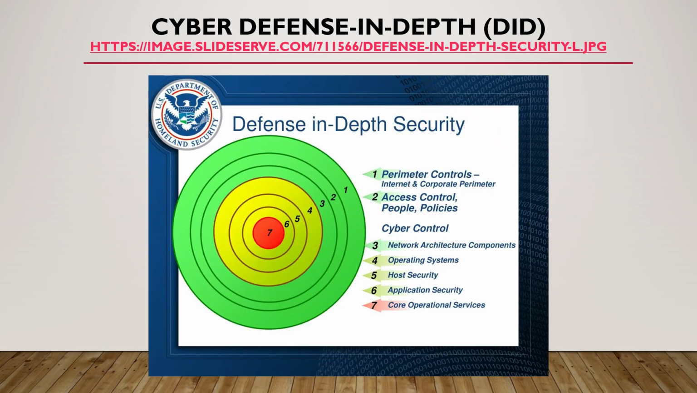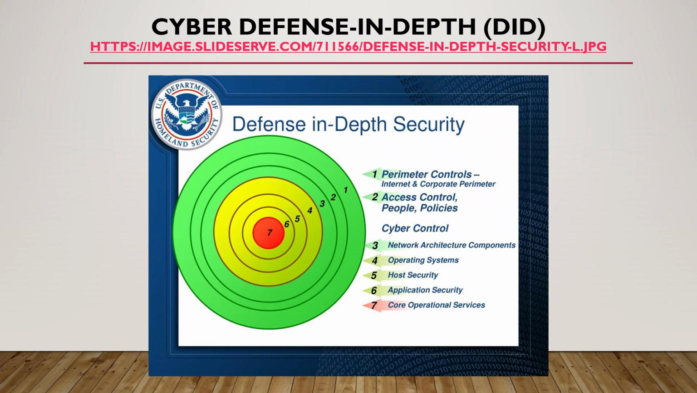Let's now turn to a cyber version of the defense in-depth strategy. This diagram is from the Department of Homeland Security. Notice the various rings of security with different security controls in each. You have to pass the outer rings before you can get to the inner rings, with the innermost ring being where the attacker's target will reside.